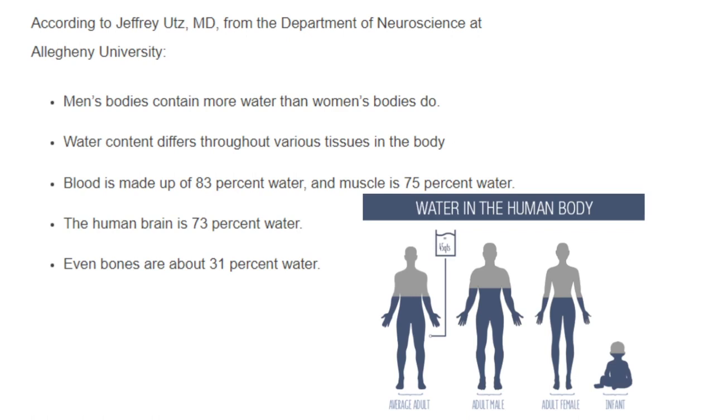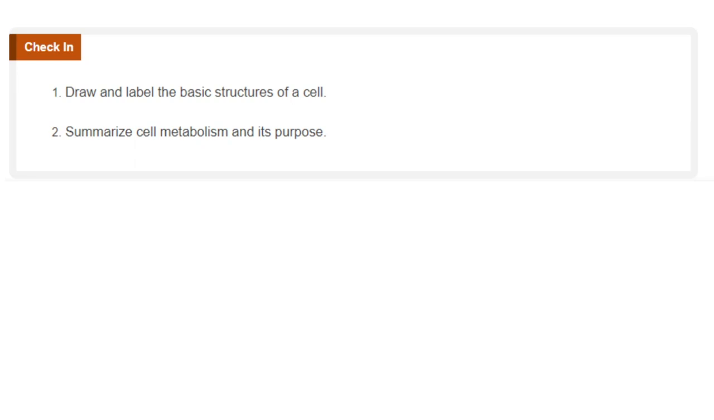According to Jeffrey Utz, MD, from the Department of Neuroscience at Allegheny University, men's bodies contain more water than women's bodies do. Water content differs throughout various tissues in the body. Blood is made up of 83% water, and muscle is 75% water. The human brain is 73% water. Even bones are about 31% water.